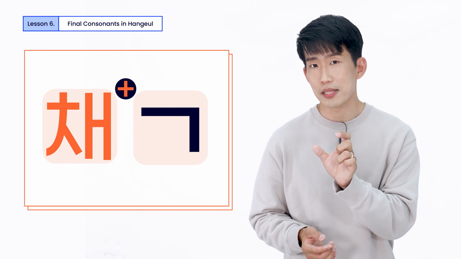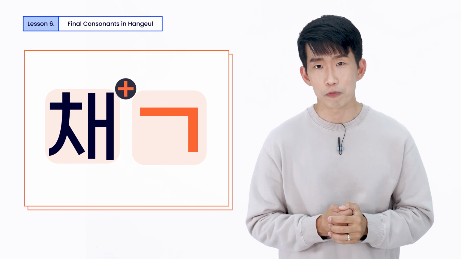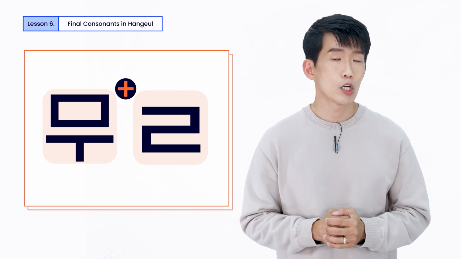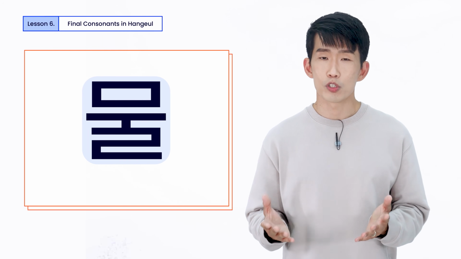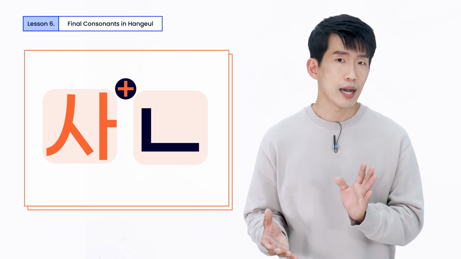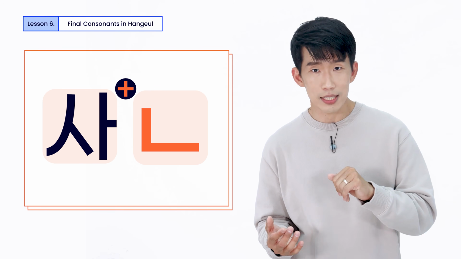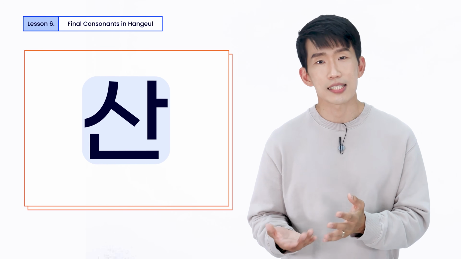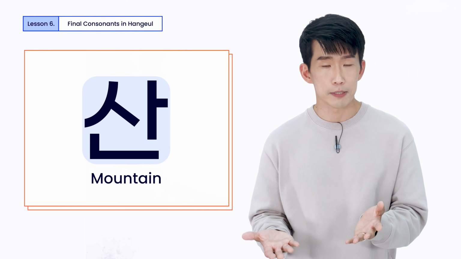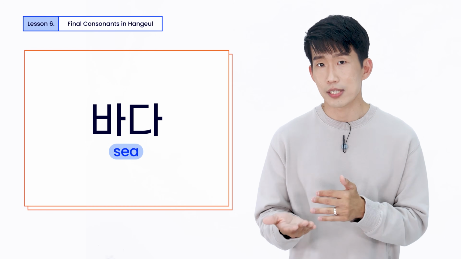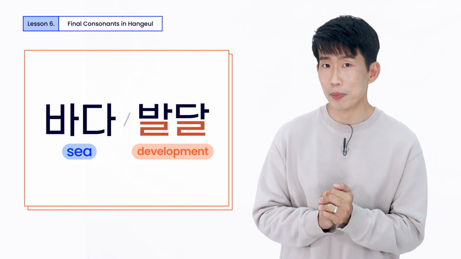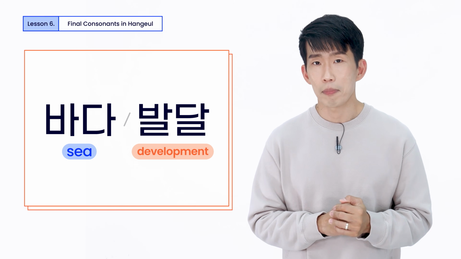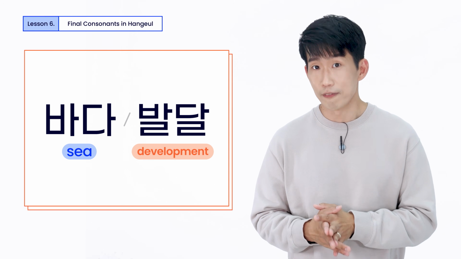Now, take a look at this. 채, and then we're going to add 기역 at the bottom to form 책. It means a book. 미음, 우, 무, and we add 리을 at the bottom to form 물. 물 means water. 사, and we add 니은 at the bottom, it becomes 산. It means a mountain. 바다 as another example, it means the sea, the ocean. And if we add 리을 to both syllables, it becomes a different word. 발 plus 달, 발달 means development.